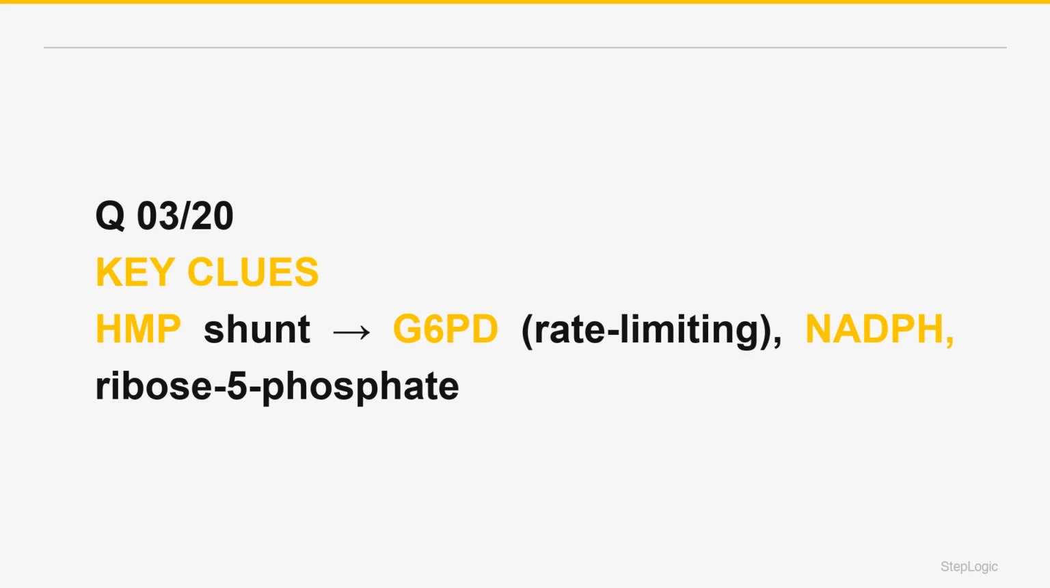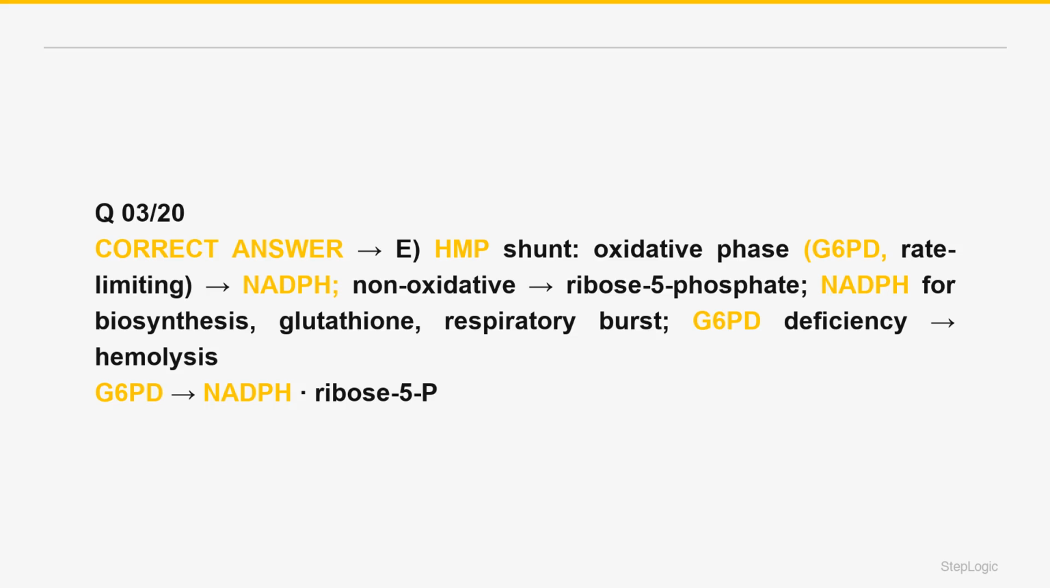The pentose phosphate pathway, the HMP shunt, runs in the cytoplasm and has two phases. The oxidative phase is irreversible and is the rate-limiting step, catalyzed by glucose-6-phosphate dehydrogenase, G6PD. It generates 2 NADPH per glucose-6-phosphate, and CO2. The non-oxidative phase, reversible via transketolase and transaldolase, produces ribose-5-phosphate. The correct answer is E.